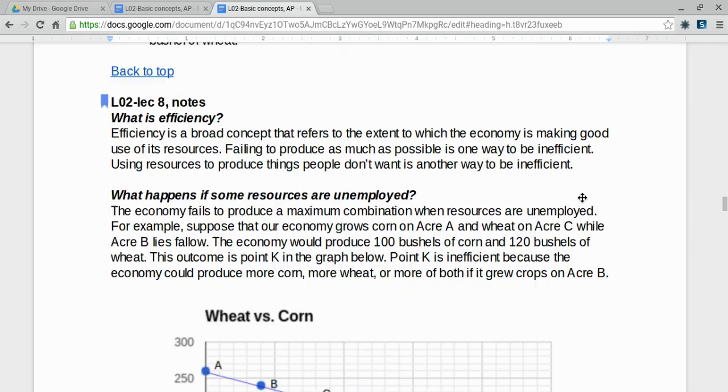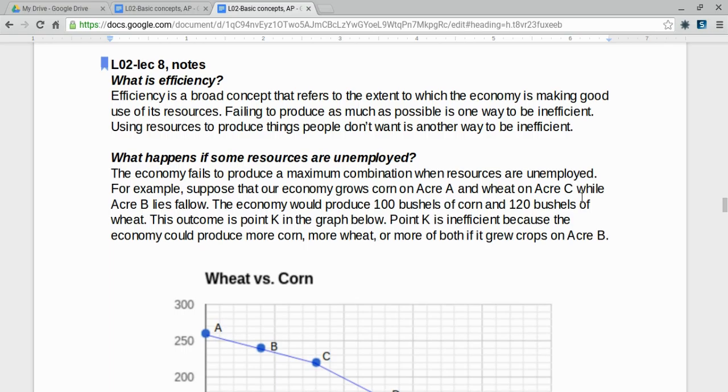Efficiency is a broad concept that refers to the extent to which the economy is making good use of its resources. Failing to produce as much as possible is one way to be inefficient. Using resources to produce things people don't want is another way to be inefficient. What happens if some resources are unemployed? The economy fails to produce a maximum combination when resources are unemployed.